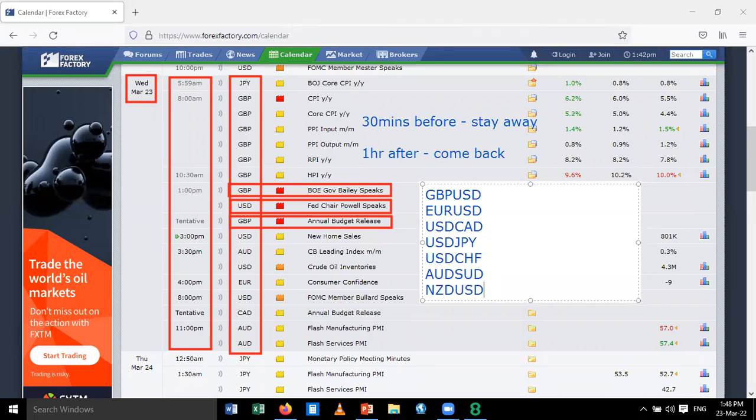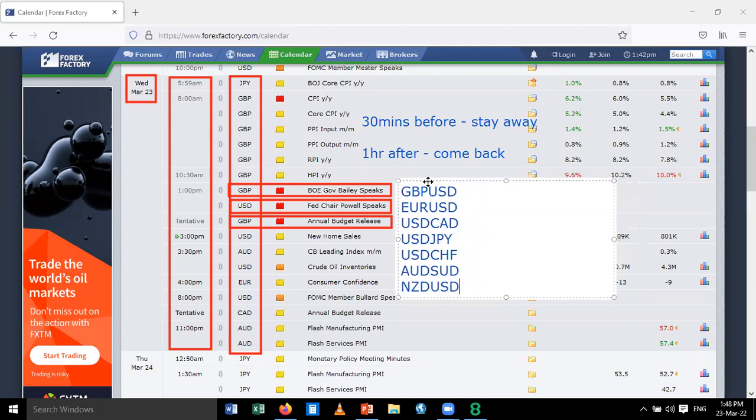30 minutes before the time. Then 1 hour after the time, I can come back and trade that particular currency. Then GBP also, I will avoid GBP. GBP/USD, I will avoid it.